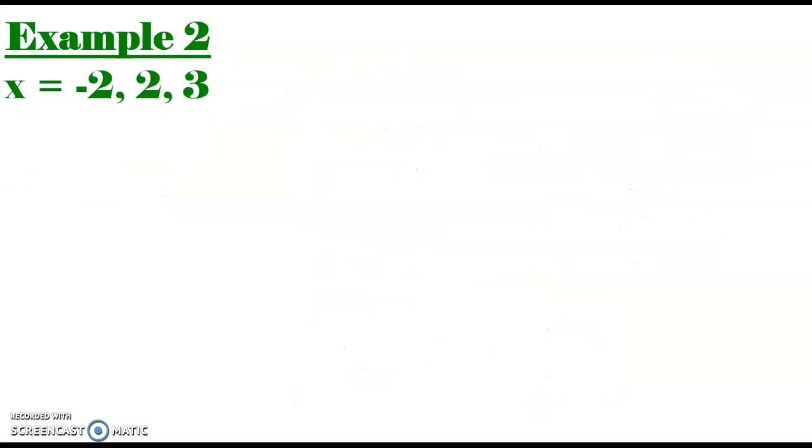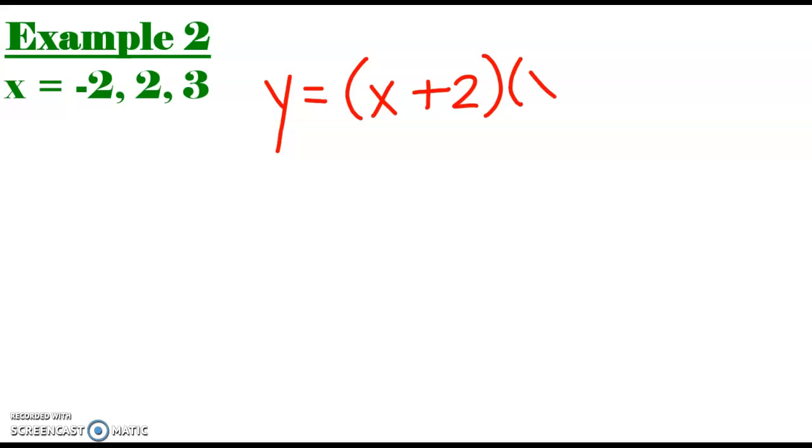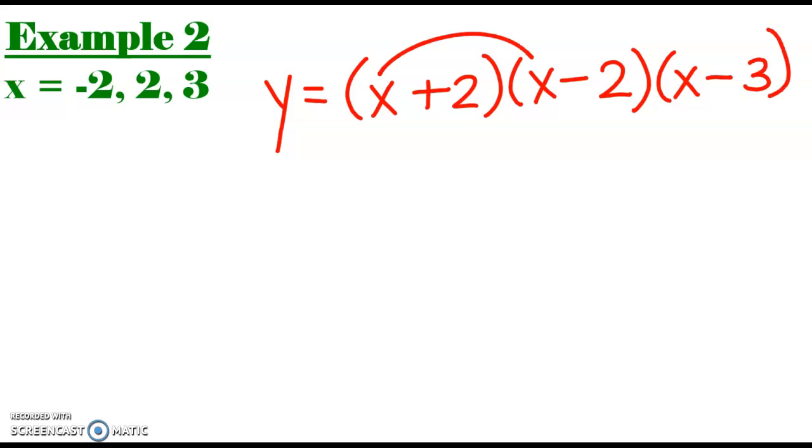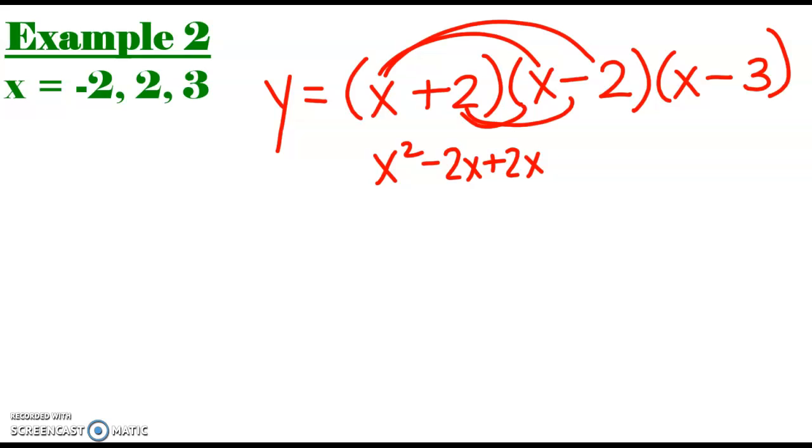So like here, we would go y equals, first one, x minus -2 goes x plus 2. X minus, second one is 2. X minus, third one is 3. So now we would distribute. So we get x squared minus 2x plus 2x minus 4. Cancel. We're at x squared minus 4.